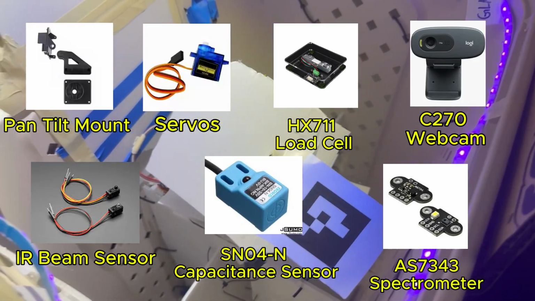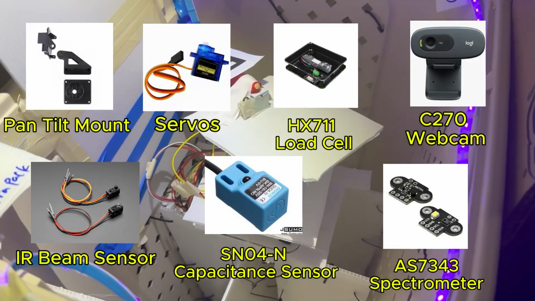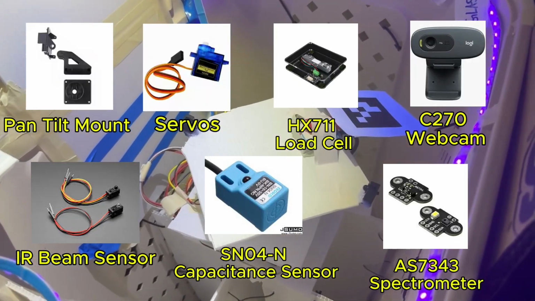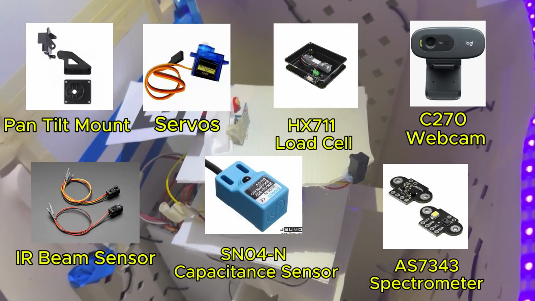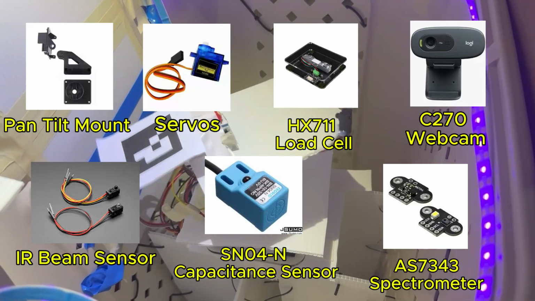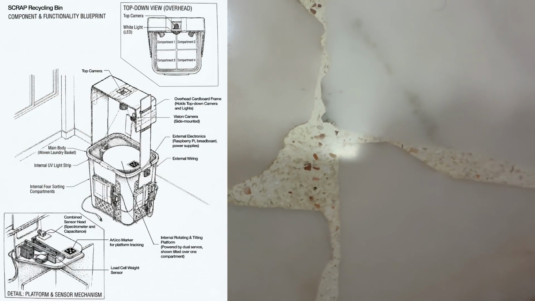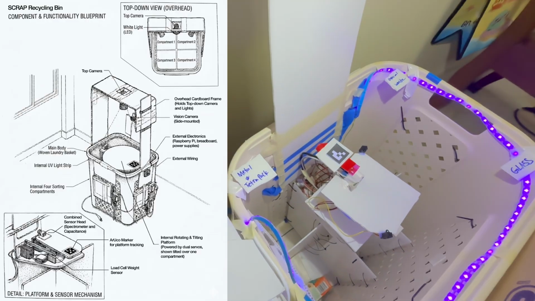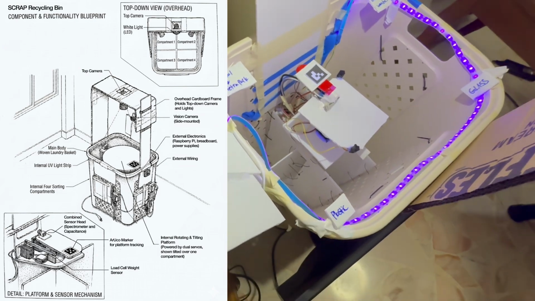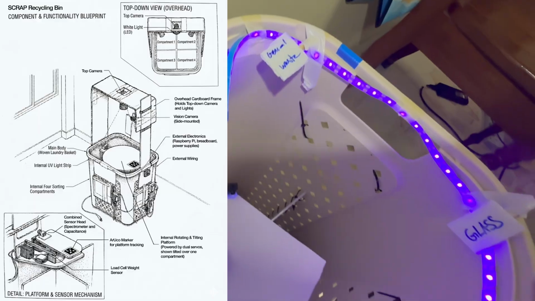The result from the model, coupled with information from the load cell, spectrometer, IR beam sensor, and capacitance sensors, are used to determine the make and material of the trash. In our proof of concept trash bin, we created 4 compartments to segregate different materials of trash: metal and Tetra Pak, plastic, general waste, as well as glass.